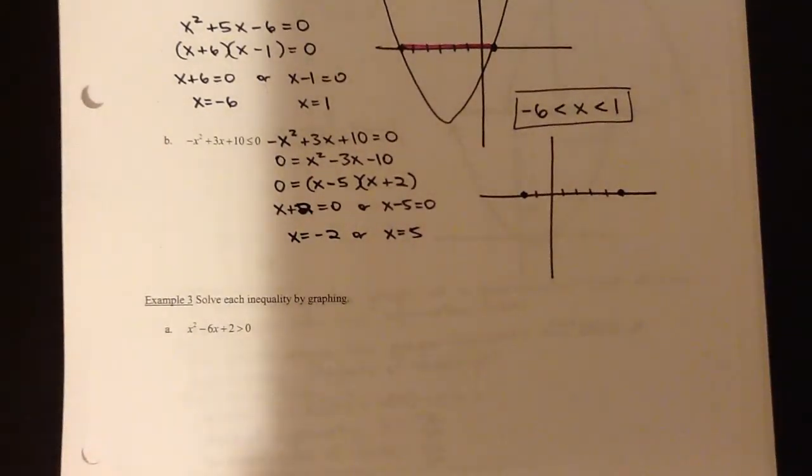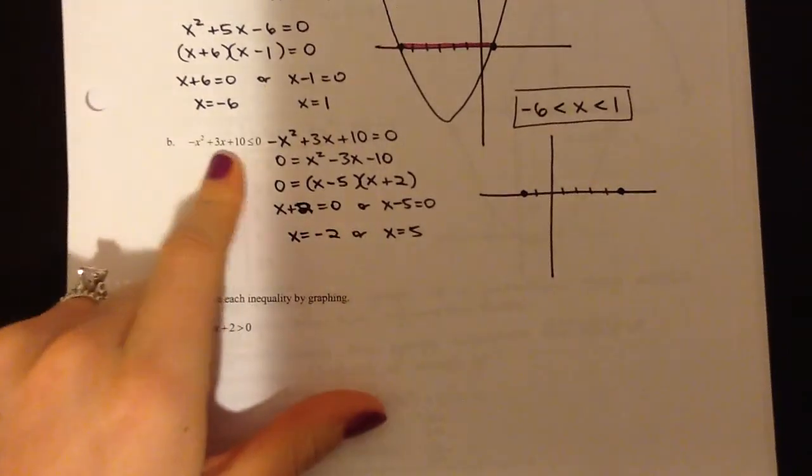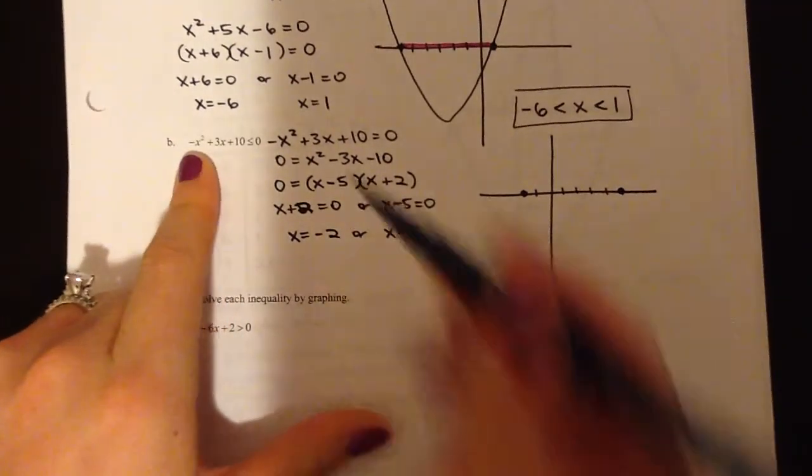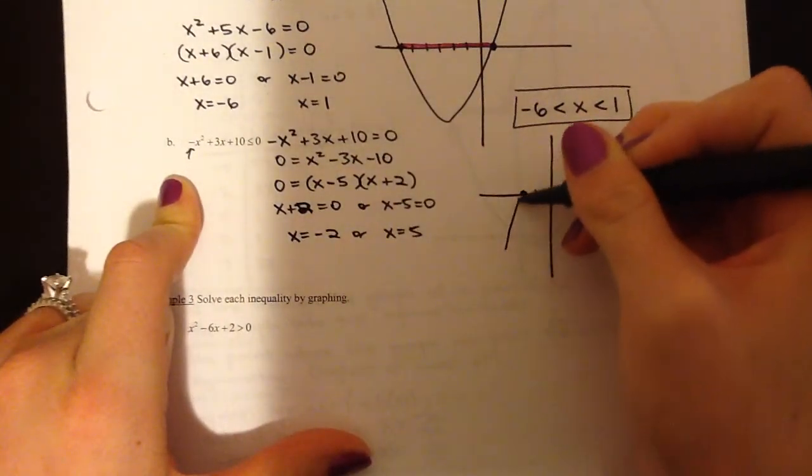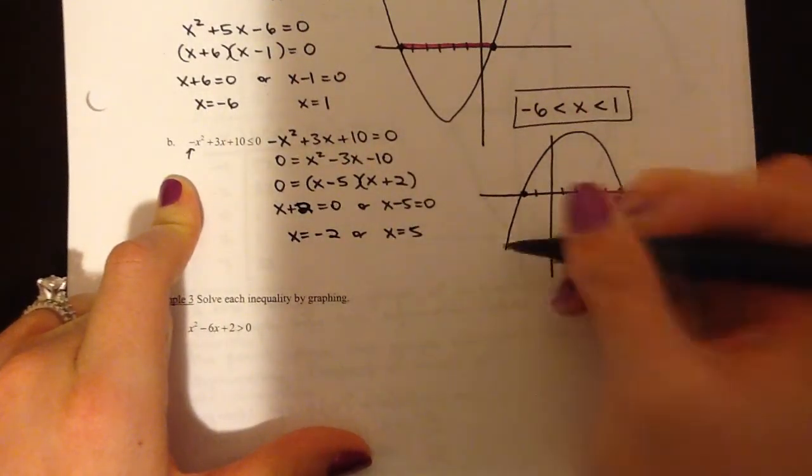Okay, so I've got my x-intercepts. Really, just to get a quick sketch, all I need to know is whether this thing is going to be flipping up or flipping down. And because of the negative in front of the x squared, it's going to be upside down. So just a quick sketch, looks something like that.